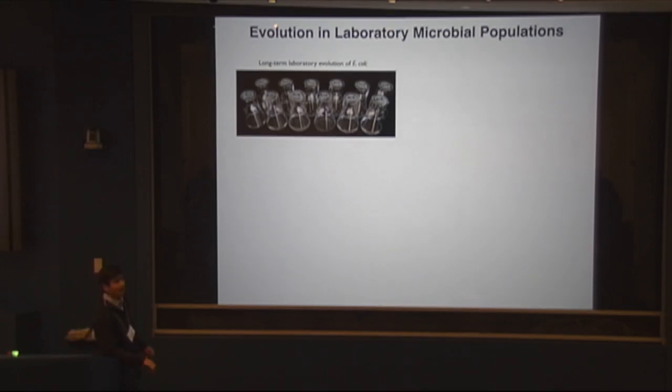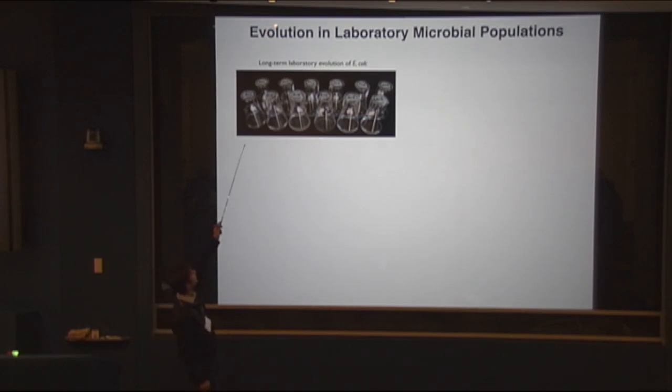So basically, the upshot of all these evolution experiments is you take some typically microbial population and you let it evolve in the lab under some selective pressure that you impose in the laboratory. So this is the most famous example of experimental evolution.